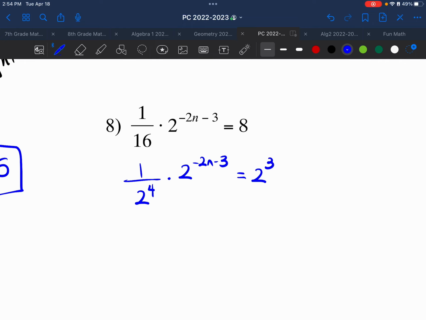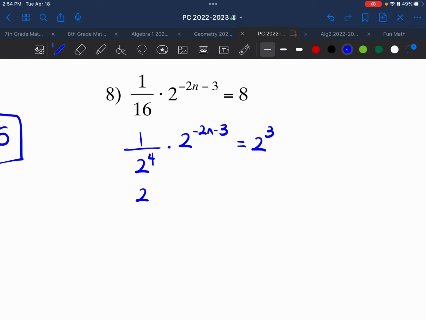All right, almost the same as everything, but the problem over here is that it's on the bottom. We need to make it on the top, so we need to make this 4 negative, and then it can float up on the top. So I have 2 to the negative 4 times 2 to the negative 2n minus 3. That's going to be equal to 2 to the power of 3.